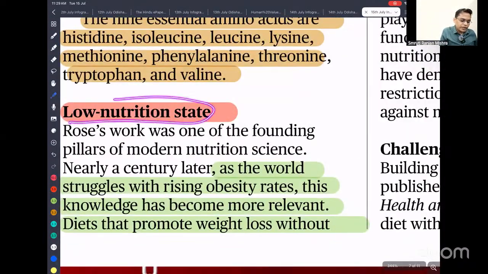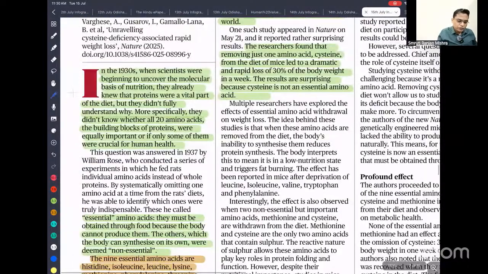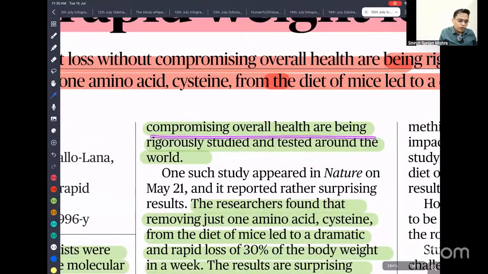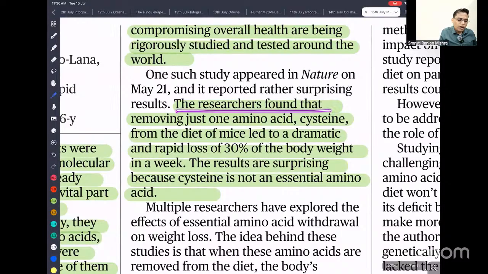So, a low nutrition state. As the world struggles with rising obesity and knowledge about it became more relevant, diets that promote weight loss without compromising overall health are being rigorously studied and tested around the world. The researchers found that removing just one amino acid, cysteine, from the diet of mice led to a dramatic and rapid loss of 30% of the body weight in a week.